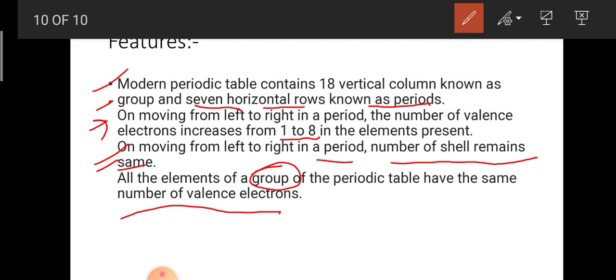On the basis of these characteristics of the groups and periods, we see some variations in the periodic table, and these variations are very important for studying the physical and chemical properties of the elements present in different groups or periods. So our main work is to study these variations in some physical and chemical properties. Our next topic will be related to this, and we will talk about all these properties.